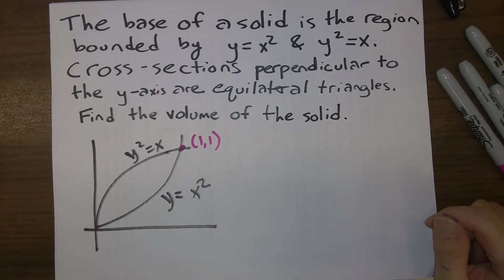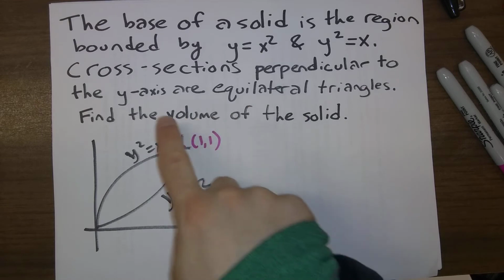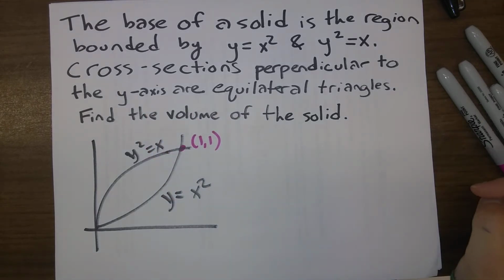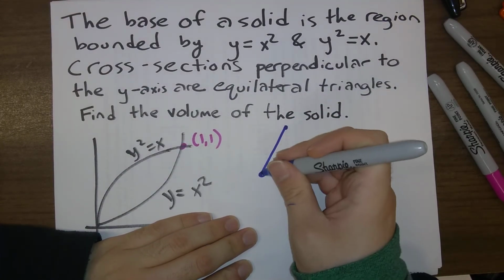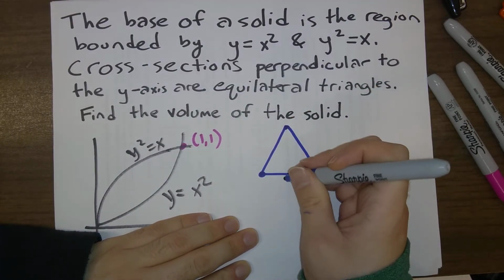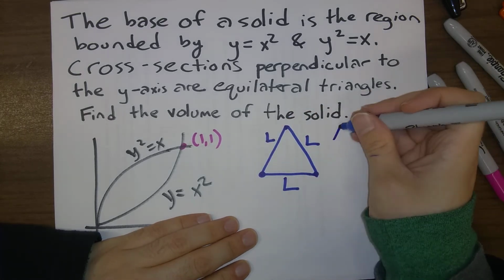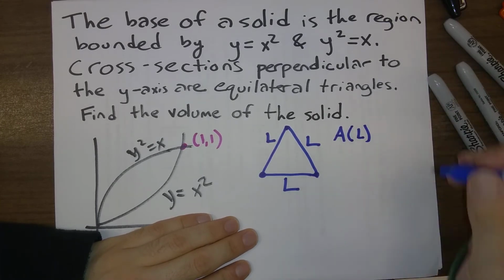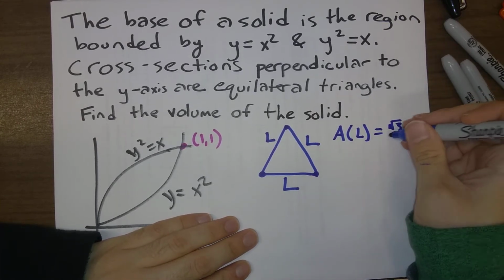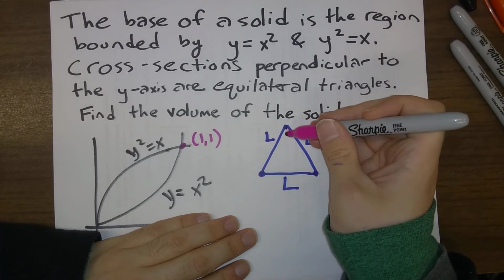Okay, so we're told there's a couple parts that we have to figure out here. Cross-sections perpendicular to the y-axis are equilateral triangles. An equilateral triangle is a triangle that has all sides having the same length, and the area of an equilateral triangle with side length L is square root of 3 over 4 times L squared. If you don't know how to do it, it's a good thing to derive yourself.